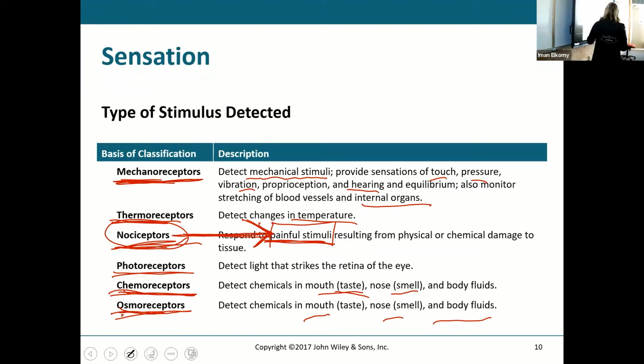Okay. Well, out of this list, I do expect you to know what these do right here. You should be able to know that a mechanoreceptor is going to detect changes in mechanical things. Thermoreceptors are going to be temperature. Nociceptors will be painful stimuli. Photoreceptors will be rays of light, and chemoreceptors will be chemicals. Okay, not really where they're at, just what they detect.